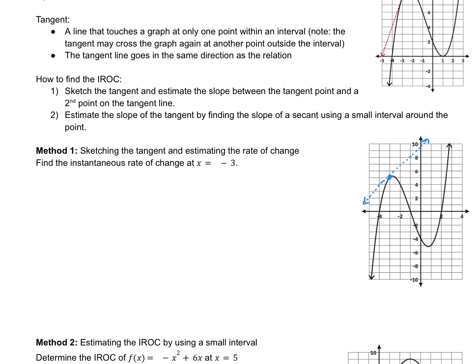And if I look at this tangent line, I have this coordinate here, of course, so -3, 5. And maybe this point roughly is -1, 8. And then I can just do my slope. So my instantaneous rate of change is 8 minus 5 over -1 minus -3. And that's going to be 3 over 2, or 1.5. So there we go. At x equals -3, the instantaneous rate of change is approximately 1.5.